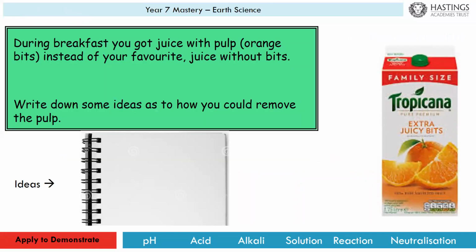During breakfast, me personally, I really like orange juice. I don't particularly like orange juice with bits. Imagine that during breakfast, you got orange juice with pulp, with orange bits, instead of your favorite orange juice without bits. So let's have a look at writing down some ideas of how we could remove these bits from the orange juice. I'm going to give you 2 minutes, so if you can pause the video so that you can write down some ideas.